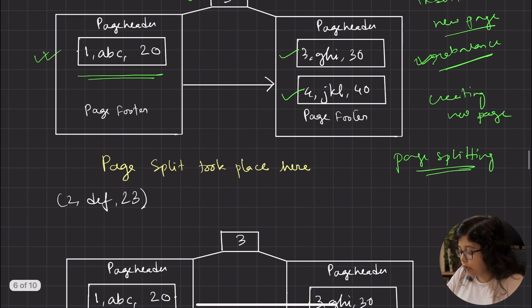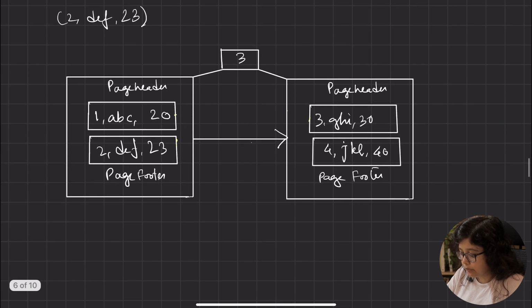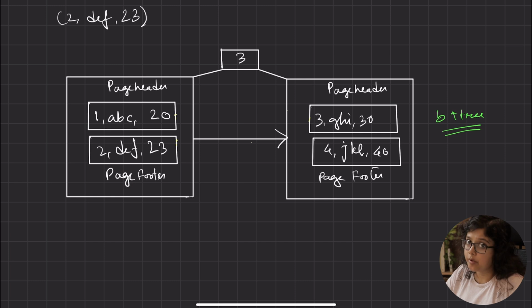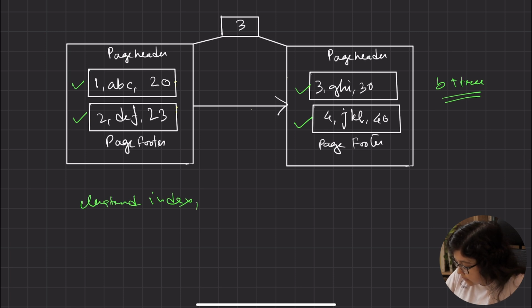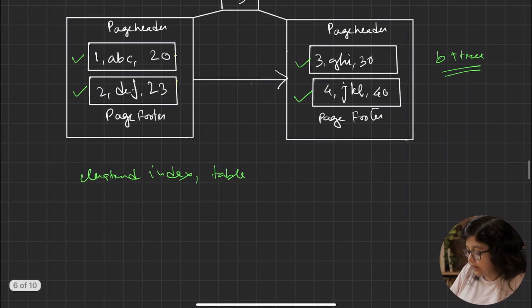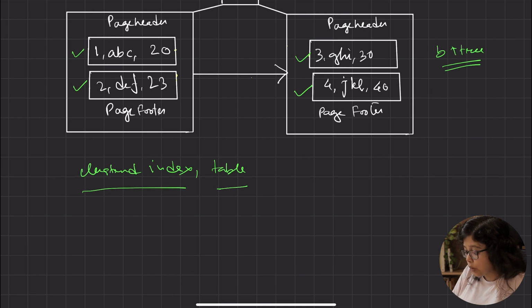The same process will be followed for the next record, which is 2DEF23, and this will be the final structure after insertion of the 4 records. So from this discussion we can see that this structure is a B plus tree and it is following the B plus tree property. Also we can see that the leaf nodes are actually storing the actual data records of the table. So the index, the clustered index and the table are not stored separately. That means that the clustered index and table are stored together.